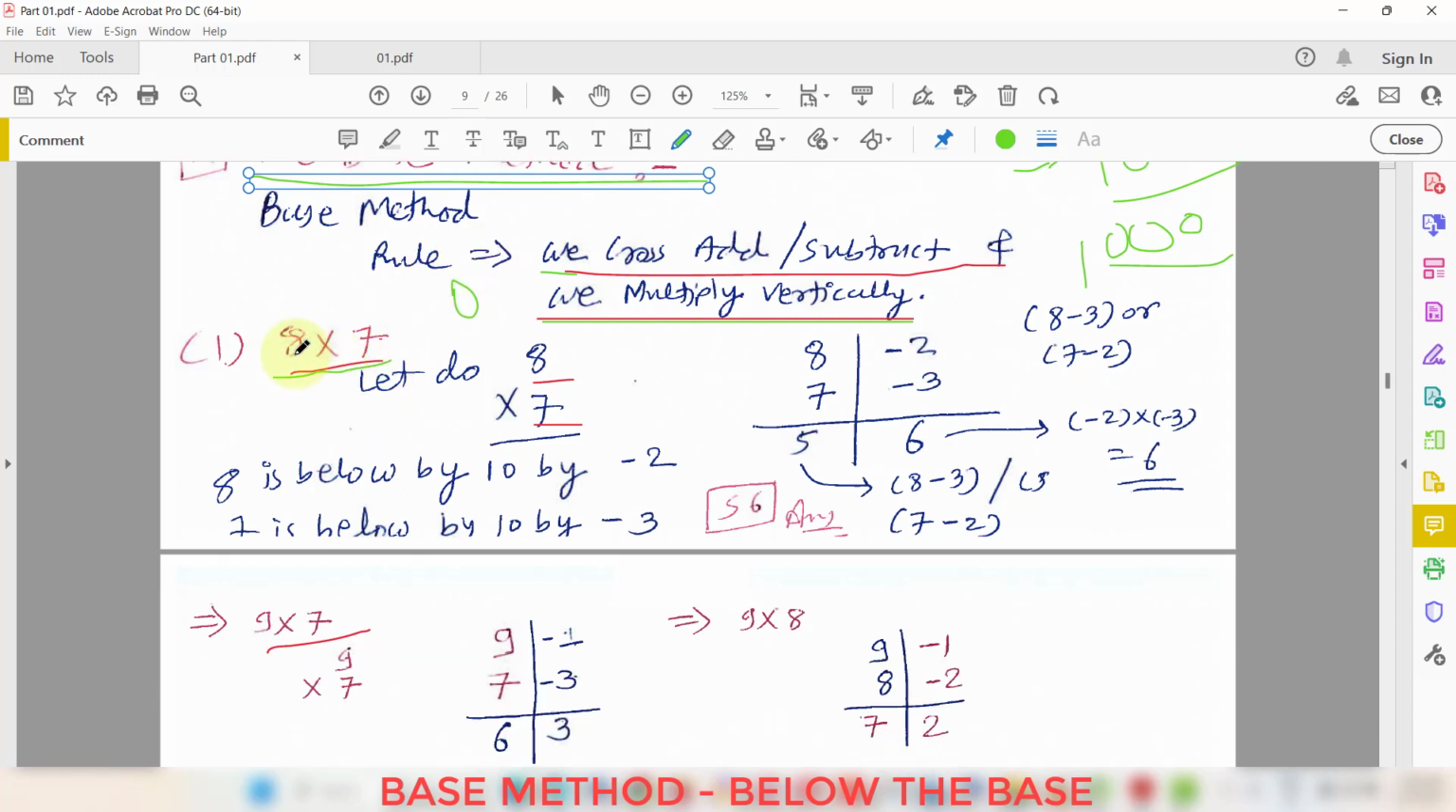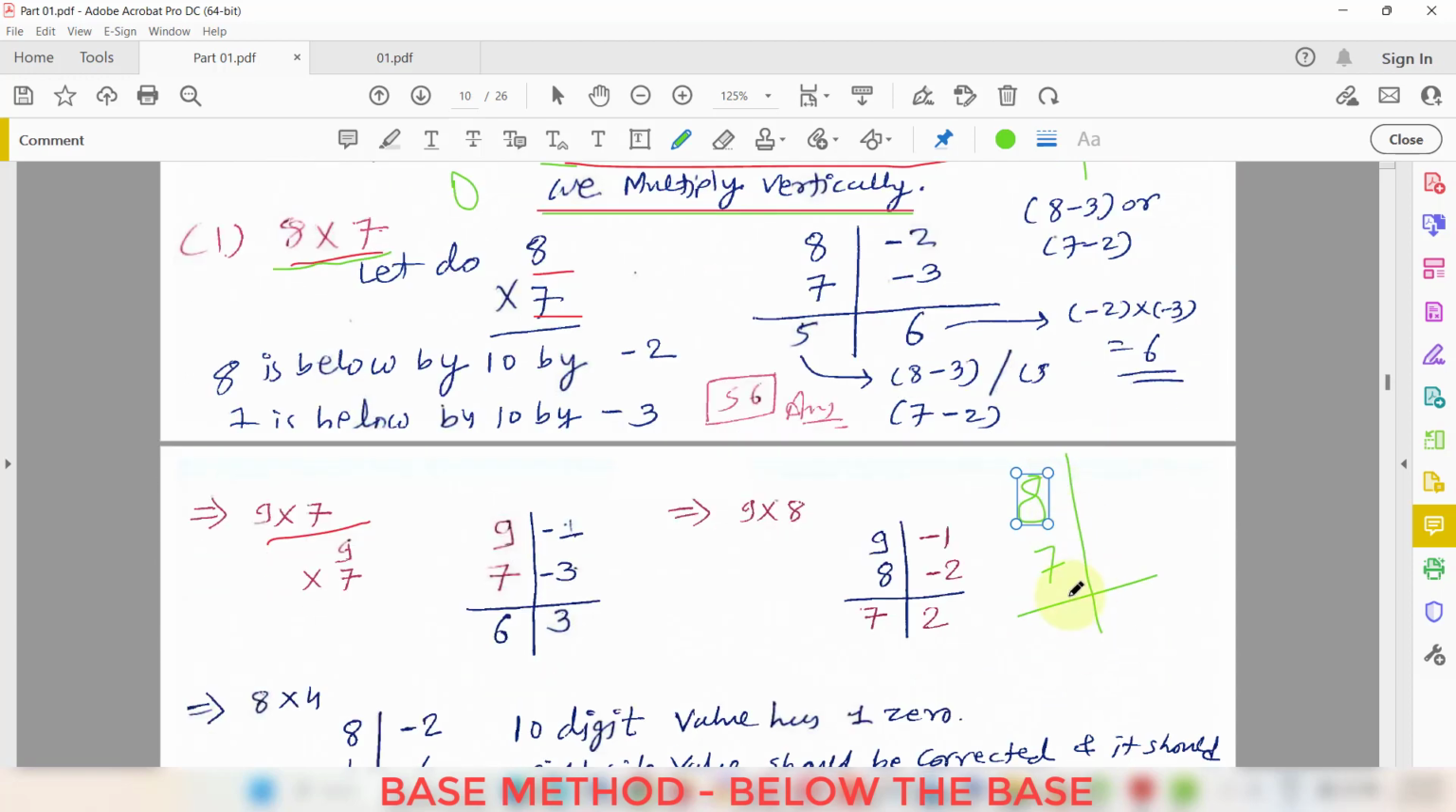This is our first thing. Our first number is 8 times 7. So what should be 8 times 7? We are writing 8 here and 7 here. We will draw the two lines. 8 is below 10 by how much? That is minus 2. We have to write it with the sign, minus 2.